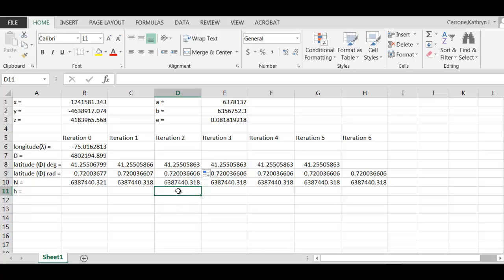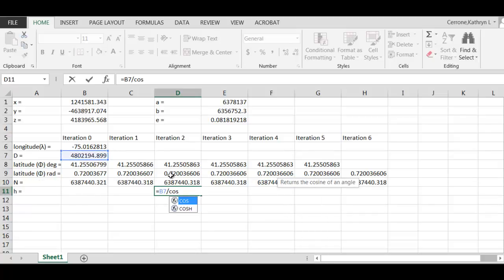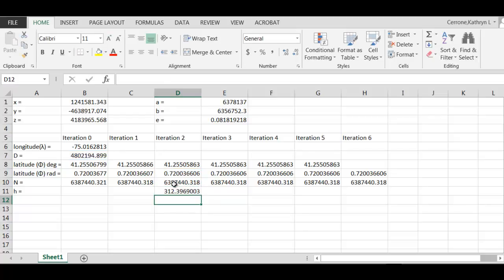Again, we want to check our latitude. Our latitude is less than 45 degrees, just barely, but we're going to use that formula then. So for latitude less than 45 degrees, H is equal to our D divided by the cosine, and we're going to make sure we grab the angle in radians, close those parentheses, and then we're going to subtract off our radius in the prime vertical. And you see we end up with about 312.4 meters. Again, this is just a rearranging of the formulas that we had from before.